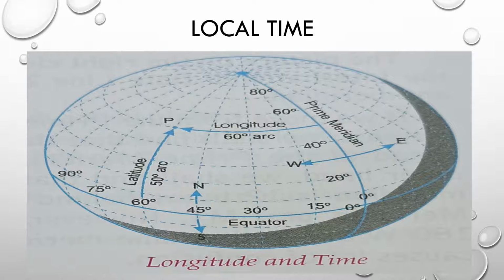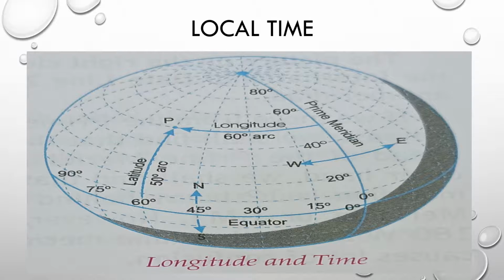That is, all the places on the given meridian of longitude have the same local time from North Pole to South Pole. As you can see from here, 0 degree, that is 90 degree latitude, 80 degree latitude, 60 degree latitude, 40 degree latitude, 20 degree latitude, 0 degree latitude, and now we will move to the south, that is 20 degree south, 40 degree south, 60 degree south, 80 degree south, and 90 degree south.